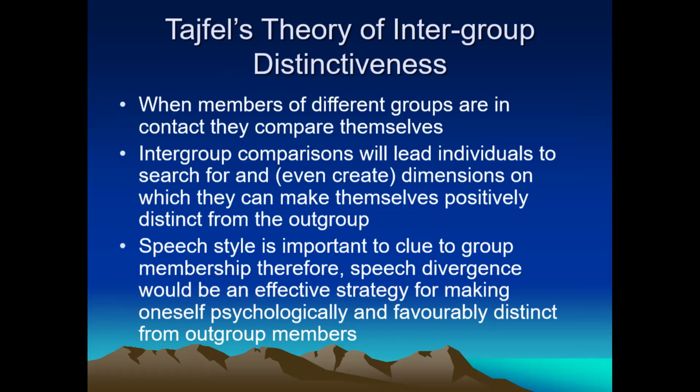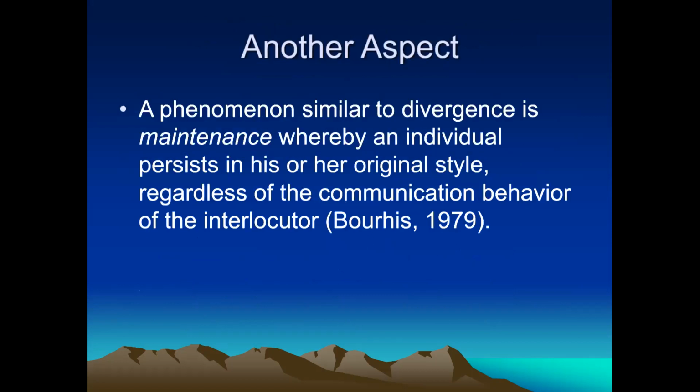So during the summer, they had the visitors basically invading the island as they saw it, and to remain distinct from that group, they performed maintenance, right? So a phenomenon similar to divergence is maintenance, whereby an individual persists in his or her original style, regardless of the communication behavior of the interlocutor, because at this point, they want to show disapproval with the influx of the mainlanders coming on to Martha's Vineyard, and also to maintain their cultural distinctiveness. And so they decided to just perform maintenance to highlight the speech differences.